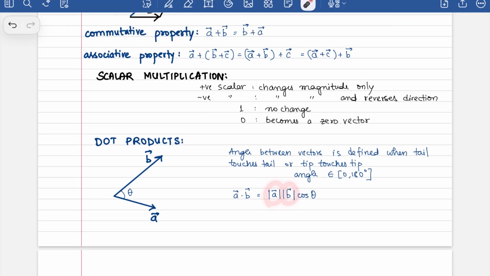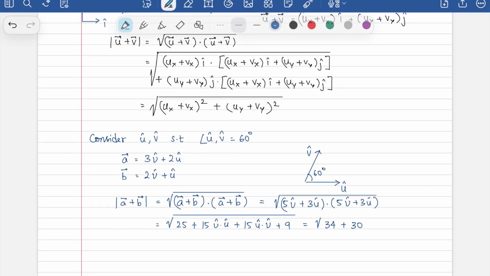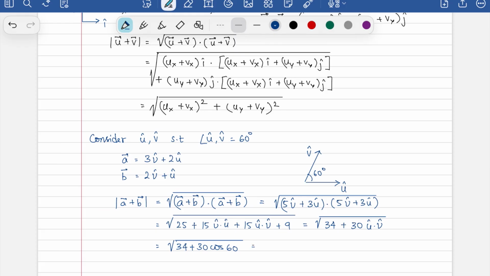It's independent of the direction. A vector dot b vector is the same as b vector dot a vector. You just flip the order. It doesn't matter. So here you have square root of 34 plus 30 cos of the angle between them, that's cos 60, which is half. So you get square root of 34 plus 15, that is square root of 49, that is 7.